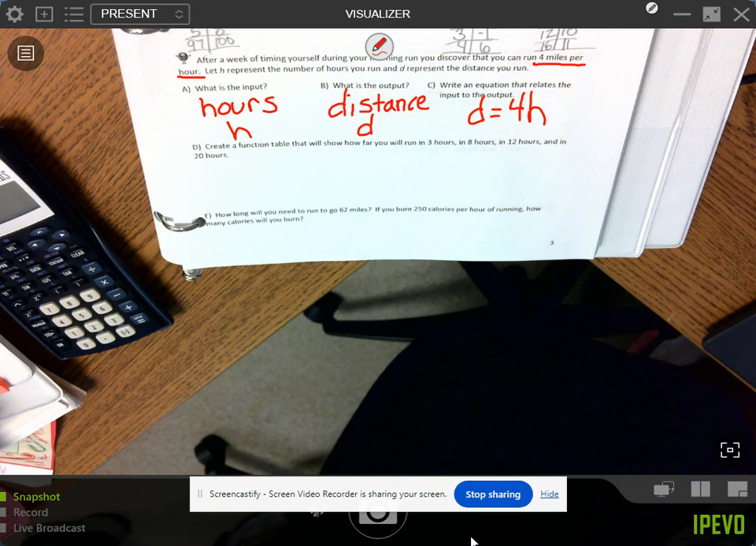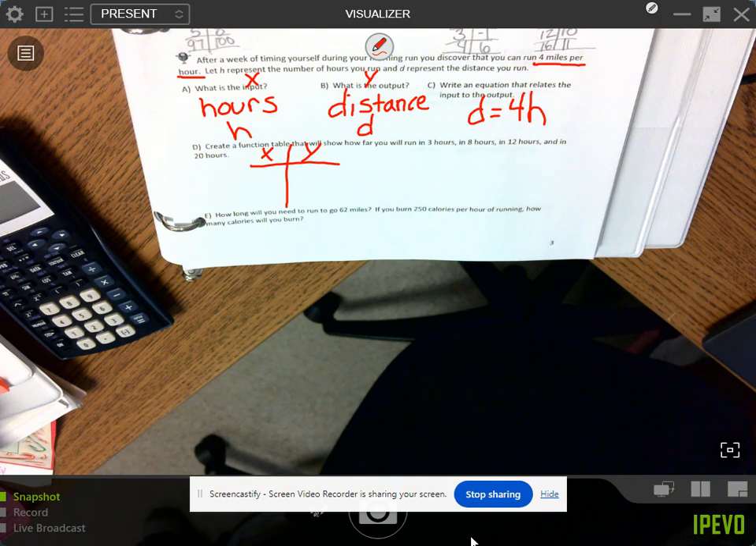Now it says create a function table that will show how far you will run in 3 hours, in 8 hours, in 12 hours, and in 20 hours. So is my hours my X or my Y? It's X because it's the input. The input is our X. The output is our Y.